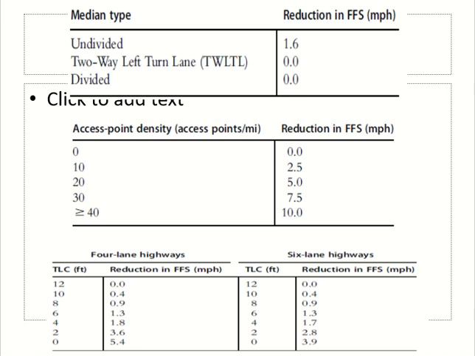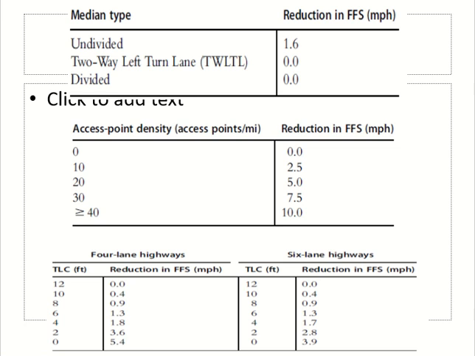Then we have the factor for median type. We have undivided. We have a two-way left turn lane, which is an extra lane between the two directions for turning left. I have discussed it in the traffic engineering course as well, and I showed you a video. And then we have the divided multi-lane highway, which means there is a median.